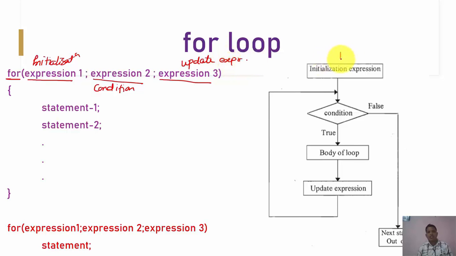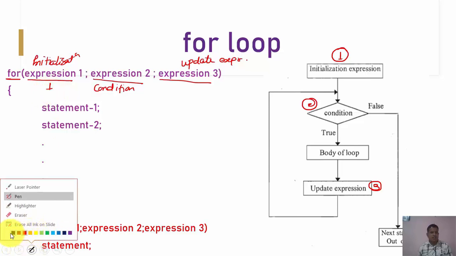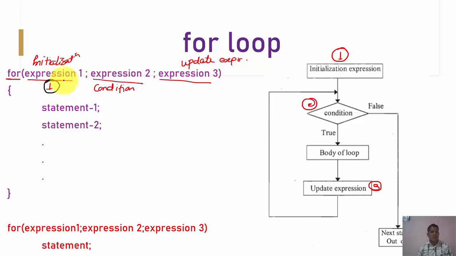As shown, this is my expression number 1, this one is expression number 2, and here is expression number 3. And as we know, expression number 1 gets executed only once at the beginning of the for loop and is used to initialize a value to a variable, right? So first I am going to initialize the variable, then in a second step it is going to check the condition, which is nothing but expression 2.